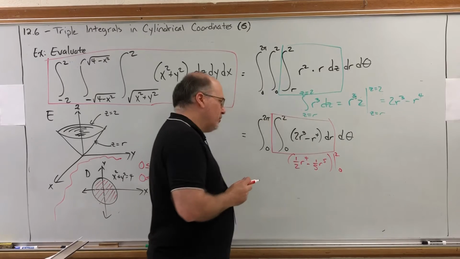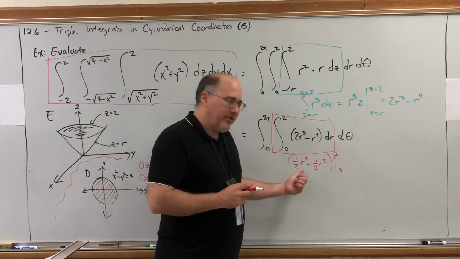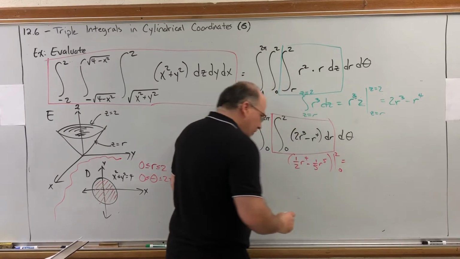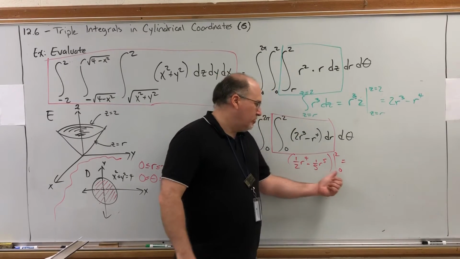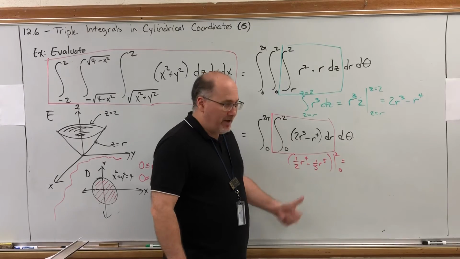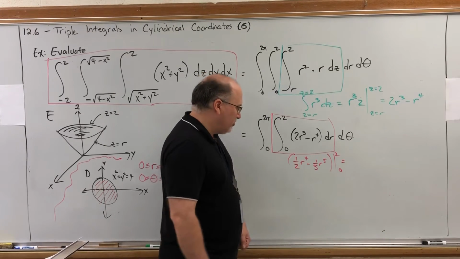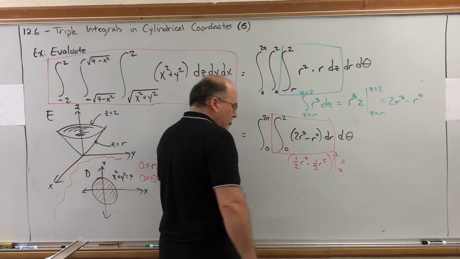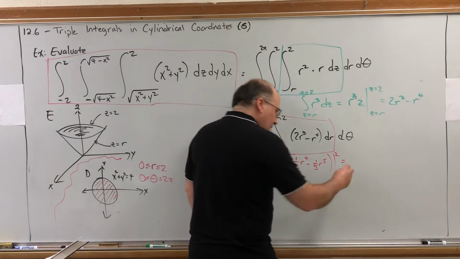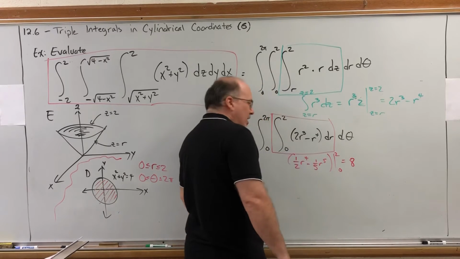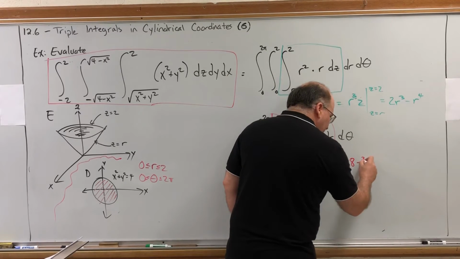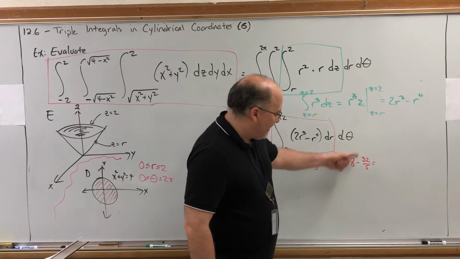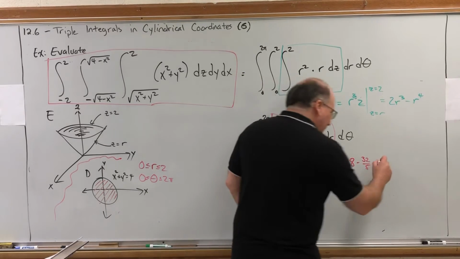I could write r equals 0 to r equals 2, but r is the only variable. So if I substitute 2, we get the second half, if I substitute 0, I'll get 0, so I'm not worried about it. I just got to substitute the 2. 2 to the 4th power is 16. Half of 16 is 8. 2 to the 5th power is 32, so 32 fifths. So that's 40 fifths minus 32 fifths, which is 8 fifths.